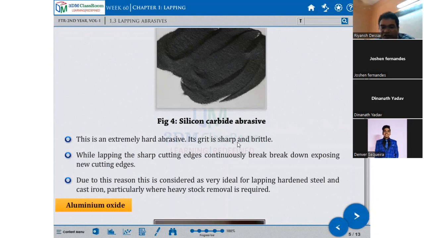Due to this reason, silicon carbide is considered widely ideal for lapping hardened steel and cast iron, particularly where heavy stock removal is required. It is considered a very ideal abrasive for lapping hardened steel and cast iron, where heavy stock removal is required.